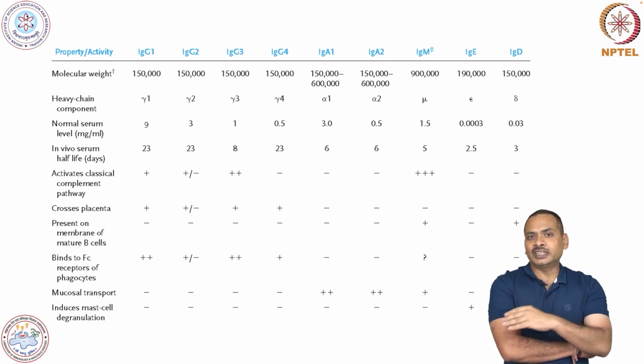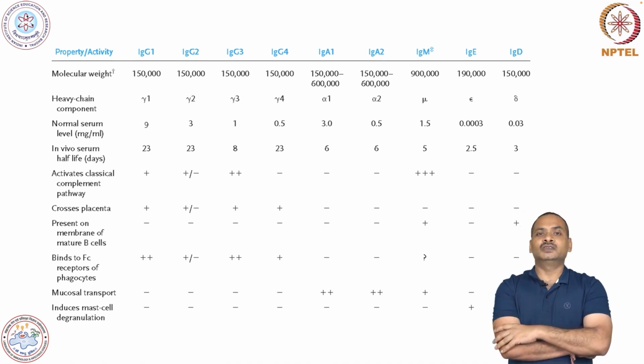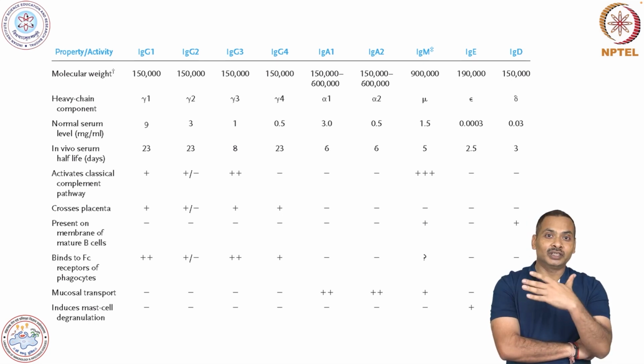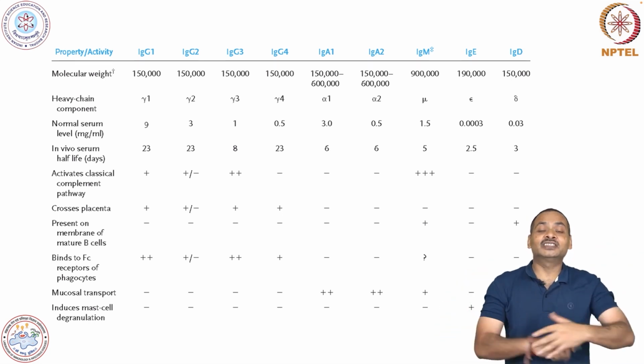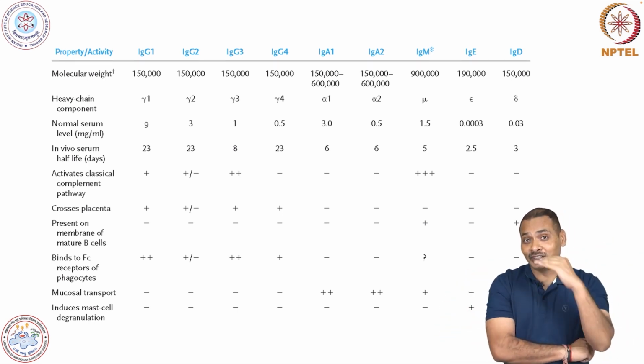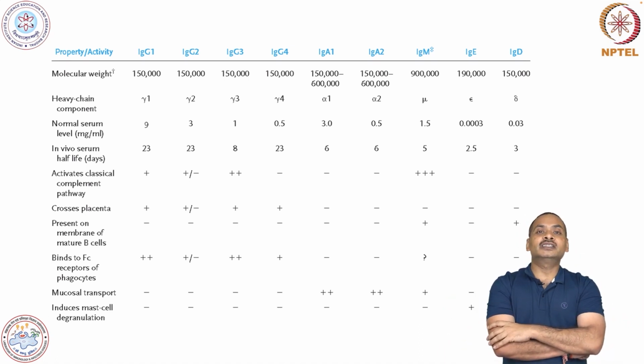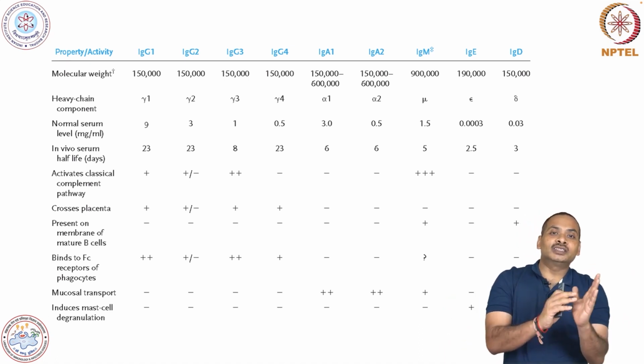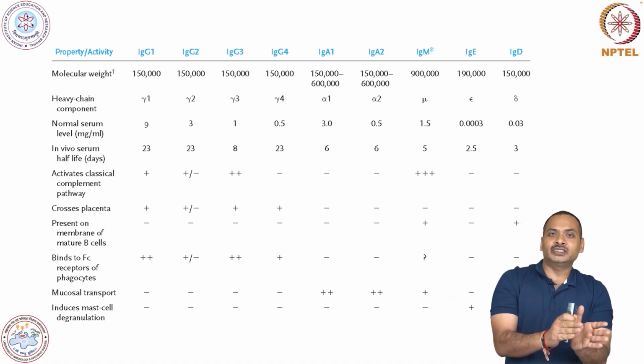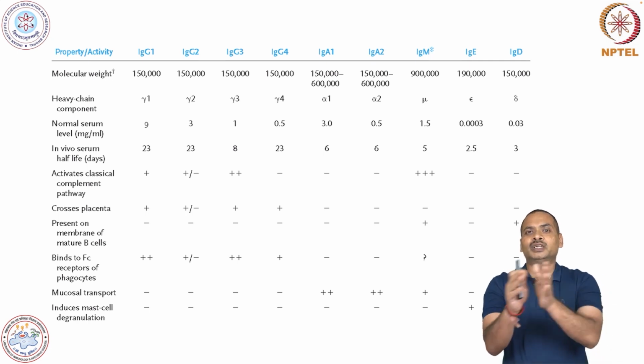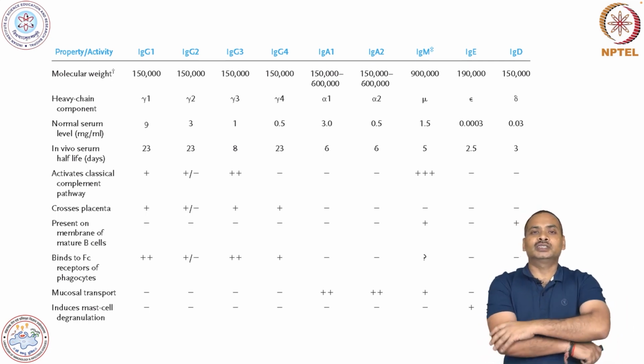With this, I am stopping here. In the next session, we will look at antibody diversity, how antibody diversity is generated, and another very important thing which we will learn is how one type of antibody switches from one type to another type. So, we will discuss all those things.